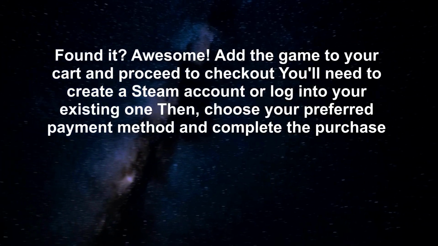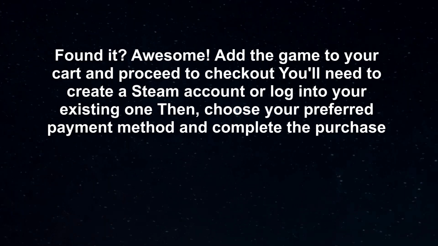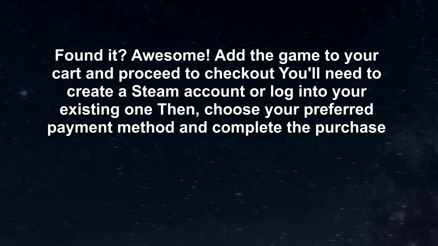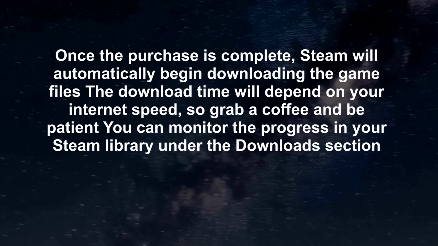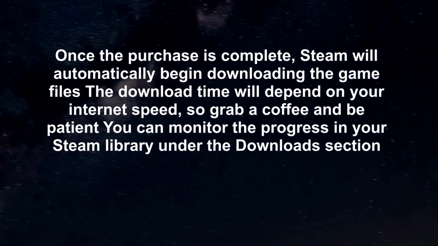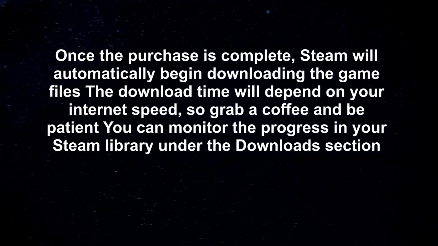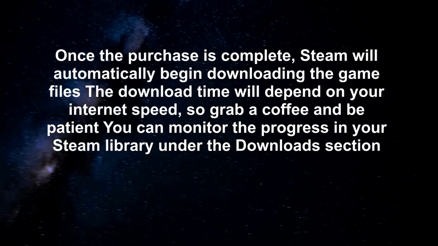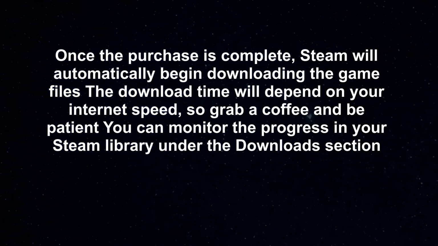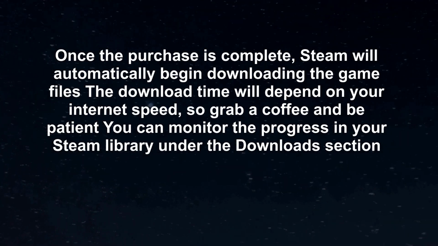You'll need to create a Steam account or log into your existing one. Then, choose your preferred payment method and complete the purchase. Once the purchase is complete, Steam will automatically begin downloading the game files. The download time will depend on your internet speed, so grab a coffee and be patient. You can monitor the progress in your Steam library under the download section.